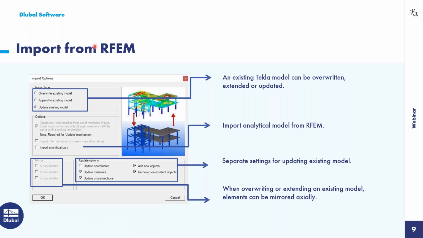Then we have our import options. Here we have a couple of import types. This is when you're going from RFEM to Tekla. So you can overwrite an existing model, append an existing model, or update an existing model.